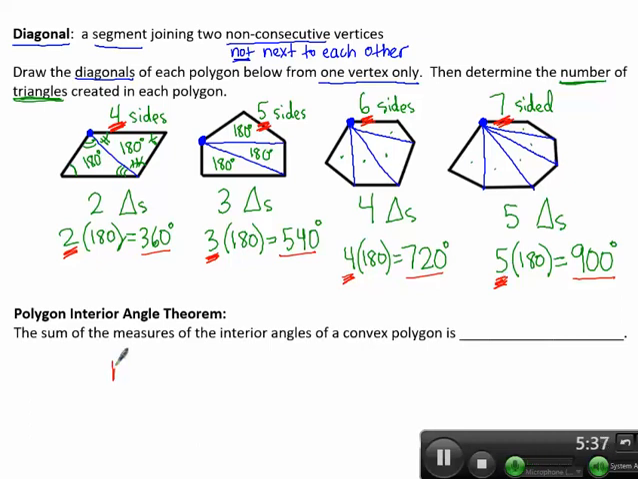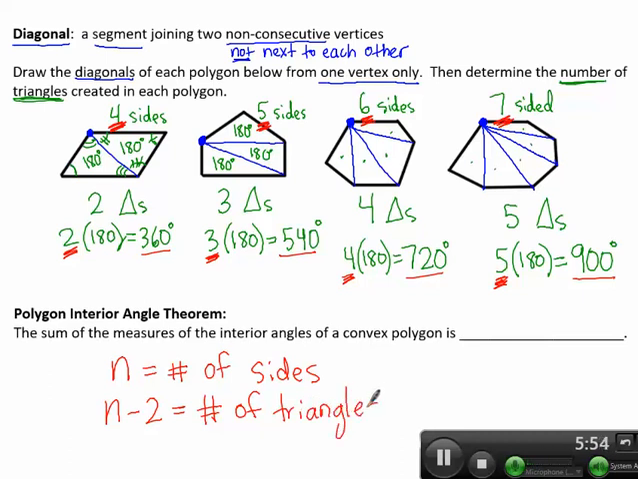So if I say that n equals the number of sides, or the number of angles, then n minus 2 would equal the number of triangles that I can make from drawing diagonals from one vertex. Therefore, the sum of the measures of the interior angles of a convex polygon is always the number of sides minus 2. Do that first, then multiply by 180 degrees.